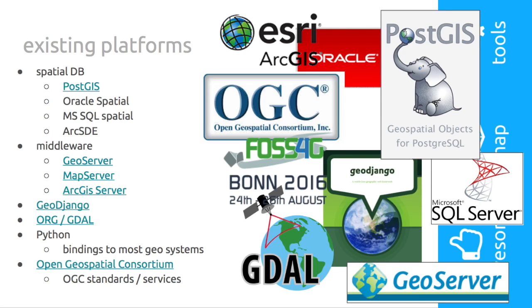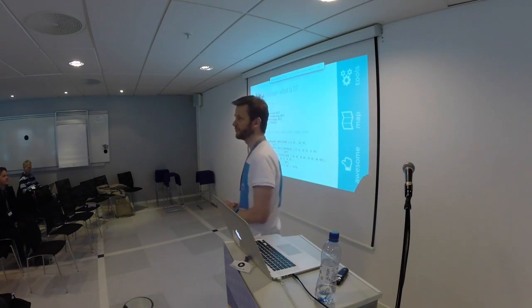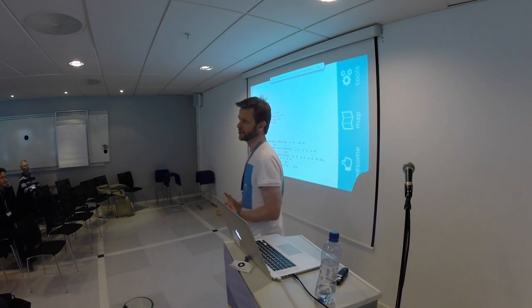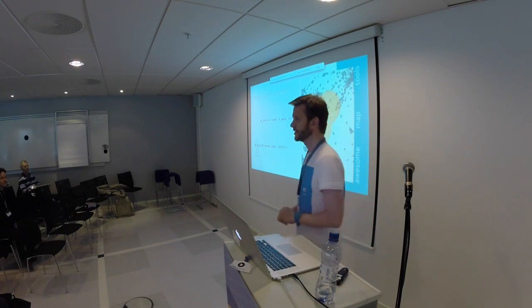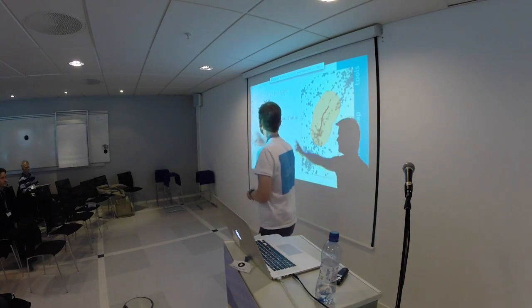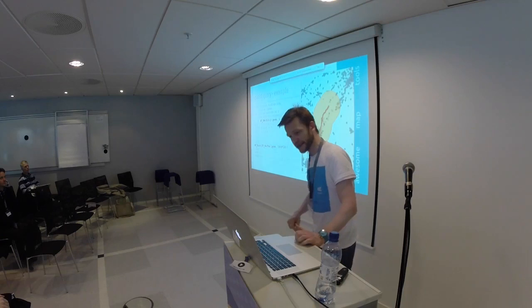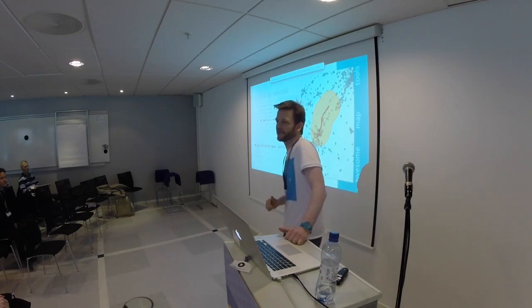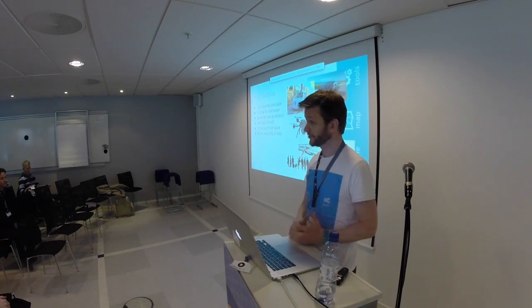There's a whole bunch of platforms existing, and there's a very strong open source community in the geospatial industry. Taking the existing systems, what is a spatial database? It's a database that has native support for geometry and geography data types. With just a few lines of SQL, you can get a lot of useful stuff out of it. With a simple native function like that, you can perform a proximity analysis, in this case finding all the Kentucky Fried Chicken restaurants within 20 miles of this particular highway. That's really handy.